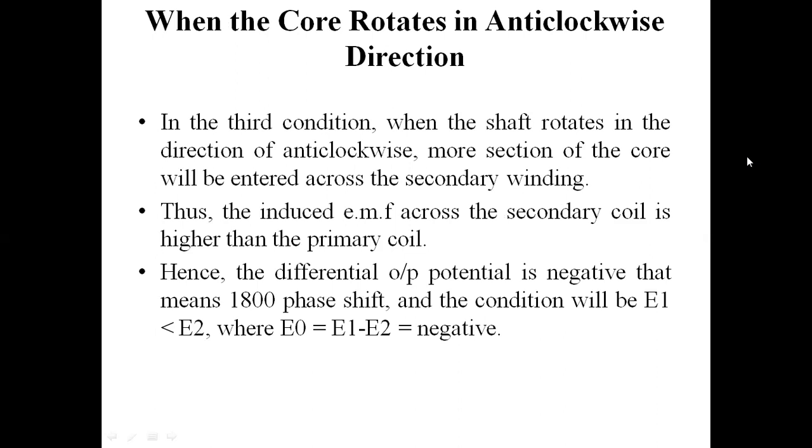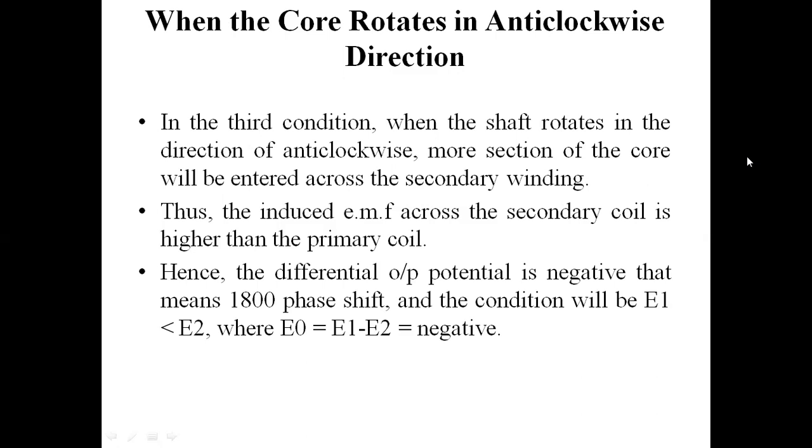So the third condition: when the shaft rotates in the anticlockwise direction, more section of the core will enter across the secondary winding. Thus the induced EMF across the secondary coil is higher than the primary coil. Hence the differential output potential is negative. That means 180 degree phase shift, and the condition will be E1 is less than E2, or E0 equivalent to E1 minus E2 will then be negative.